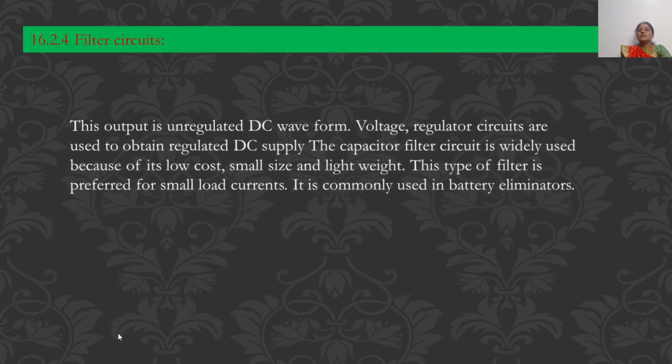This output is an unregulated DC waveform. Voltage regulator circuits are used to obtain a regulated DC supply. The capacitor filter circuit is widely used because of its low cost, small size, and light weight. This type of filter is preferred for small load current. It is commonly used in battery eliminators. And thank you so much.